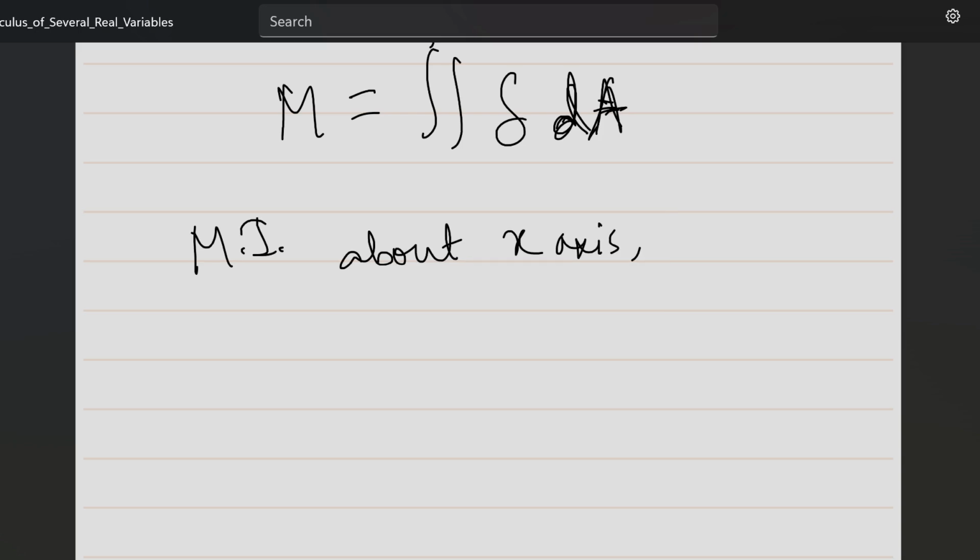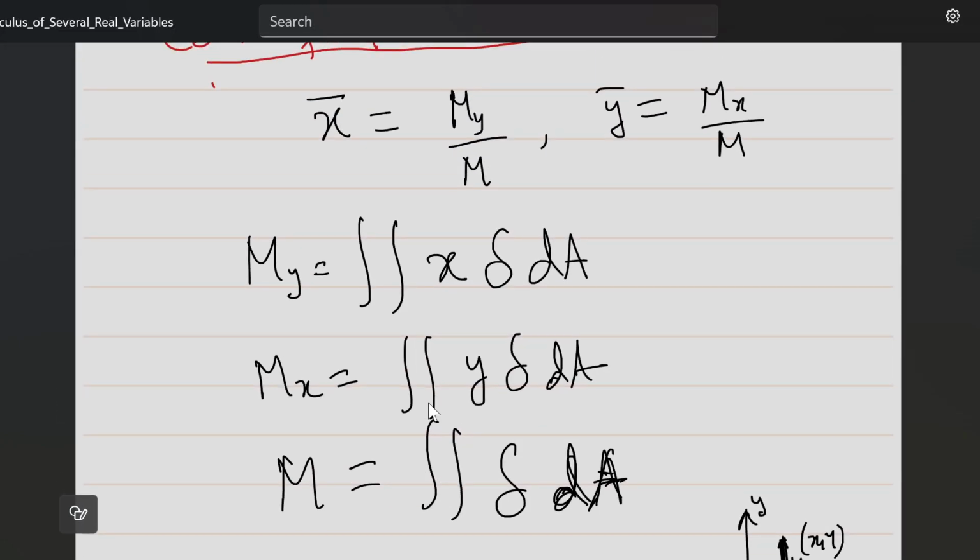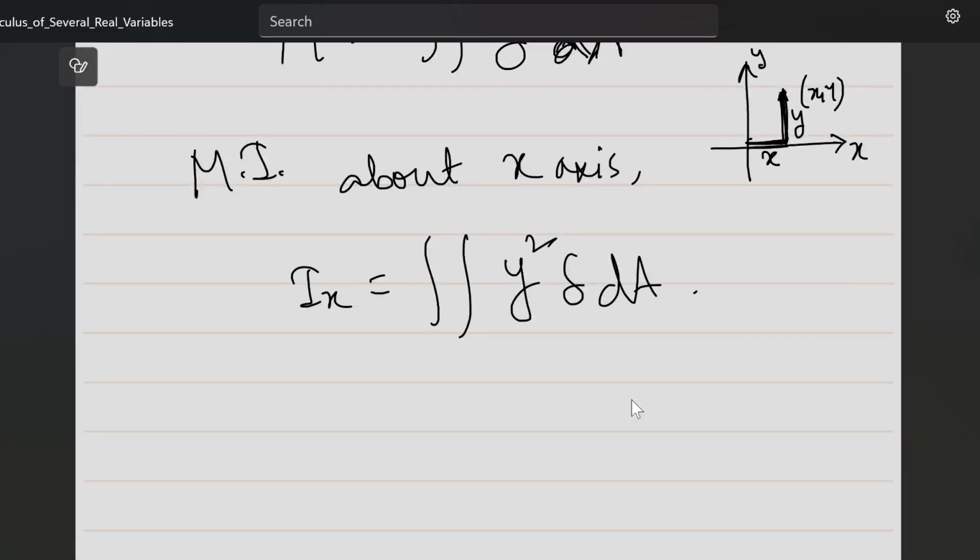What is the formula? Center of mass into the distance. Distance from the x-axis is y. Suppose (x, y) is a point. So the distance from the x-axis is y and the distance from the y-axis is x. So the distance, as you said, is y into y delta. That's why it is y squared delta dA, right? Yes, correct. Delta is the density function.